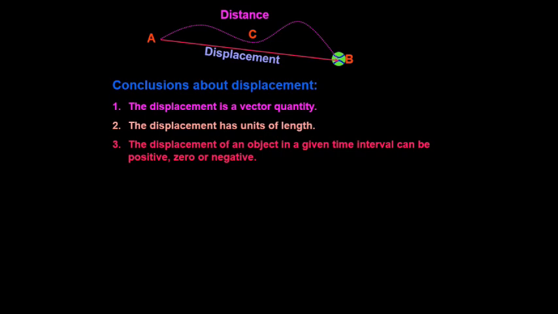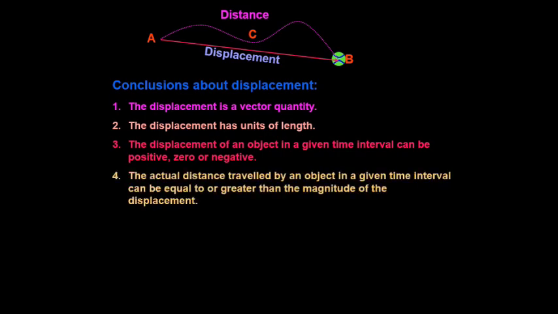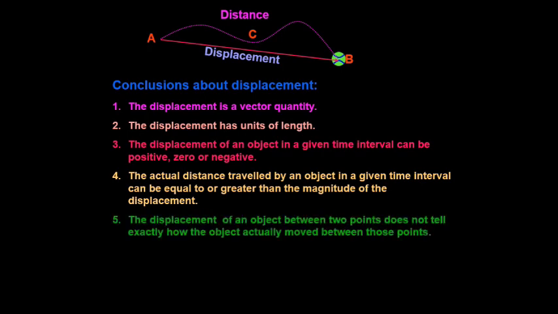Displacement of an object in a given time interval can be positive, 0 or negative. The actual distance traveled by an object in a given time interval can be equal to or greater than the magnitude of the displacement. The displacement of an object between 2 points doesn't tell exactly how the object actually moved between the two points.